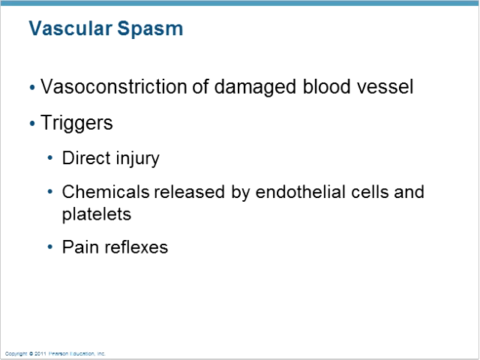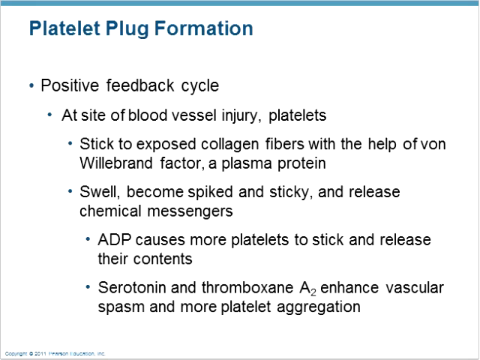We talk about vascular spasm. That is really vasoconstriction, or constriction of damaged blood vessels. Some of the triggers are direct injury, chemicals released by the endothelial cells and the platelets, or just the pain reflex itself. All of those can cause that vascular spasm, which sort of pinches off the end of the blood vessel.